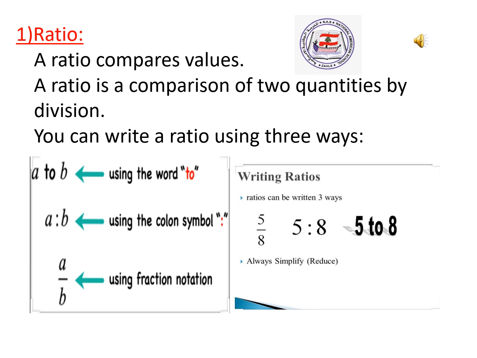You can write a ratio in three ways. A to B, using the word "to." A:B, using the colon symbol. A over B, using fraction notation. All ratios can be written in fraction form, A over B. Example: 5 over 8, 5:8, and 5 to 8. Always simplify or reduce the ratio. All three forms are acceptable, but in this book, ratios are most often written in the familiar form of a fraction.